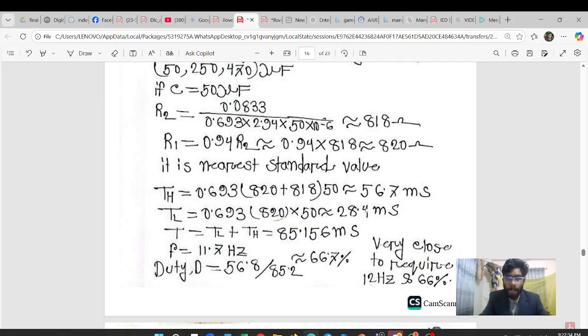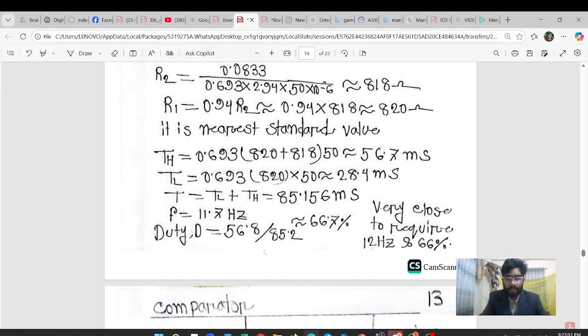the on time value, 56.7 millisecond, and TL by the off time, 28.4 millisecond, and we add them. The total is 85.1 millisecond, and we can say the frequency is 11.7 hertz, and it is similar to 12 hertz according to my ID.